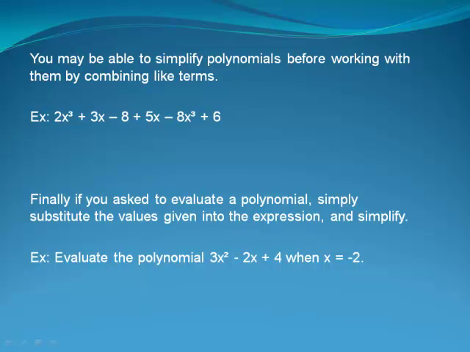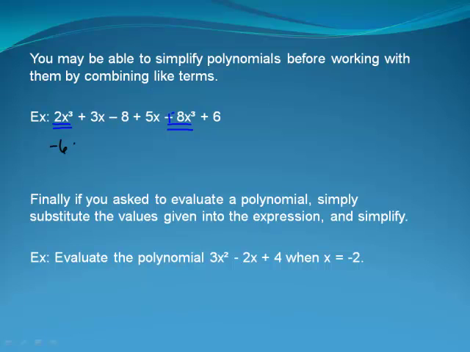You may be able to simplify polynomials before working with them by combining like terms. Okay, so this isn't anything new. You know about combining like terms. To combine like terms, the variable piece has to be exactly the same, like 2x cubed and negative 8x cubed. Remember to carry the sign ahead of it, or change subtraction to adding a negative. Okay. In either case, you've got 2 minus 8, or 2 plus a negative 8. That leaves you with a negative 6.